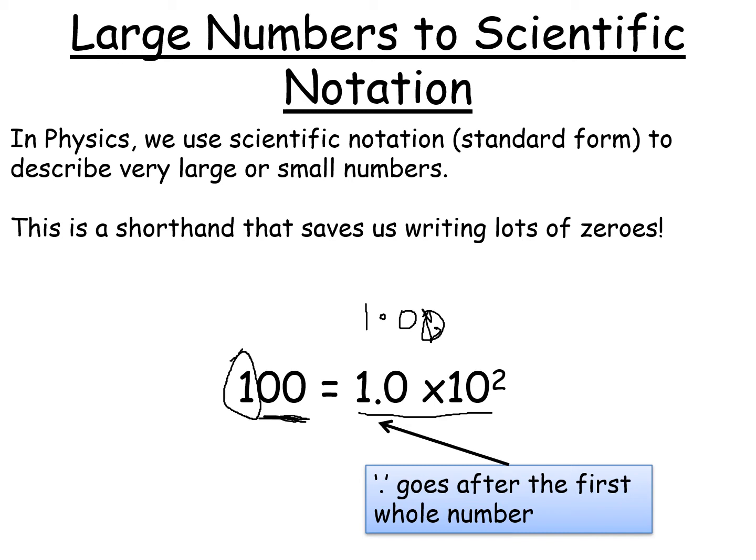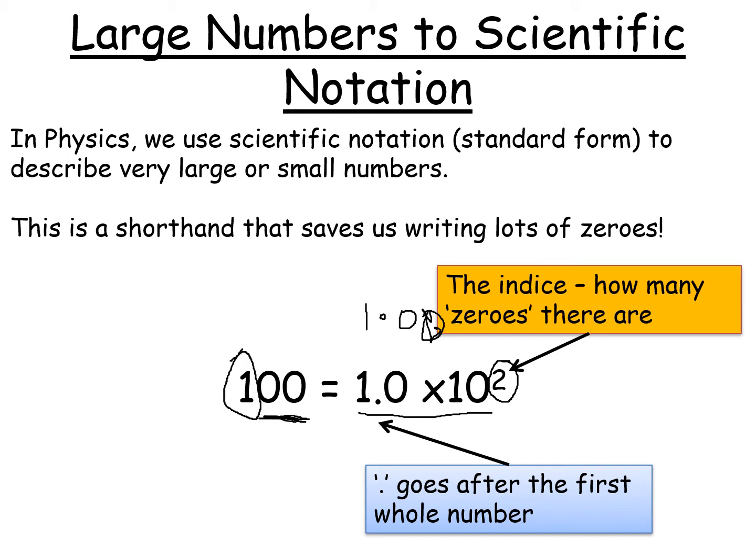And then we've got to figure out what the number is that goes on the top right hand side. This is actually called the index, or the indices if you're talking about the plural. It tells us how many zeros there are after a whole number. If it's not zeros, it's how many numbers there are after our first whole number. So in this case, we've got 1 and 2, so there are 2 numbers after the first whole number. That's why there's a 2 there, and that's how you write 100 in standard form.